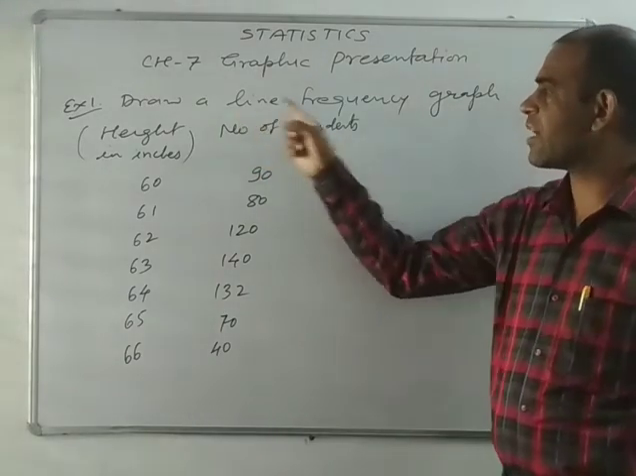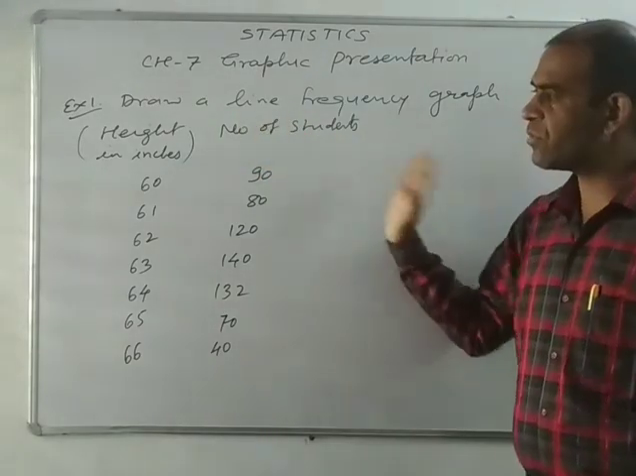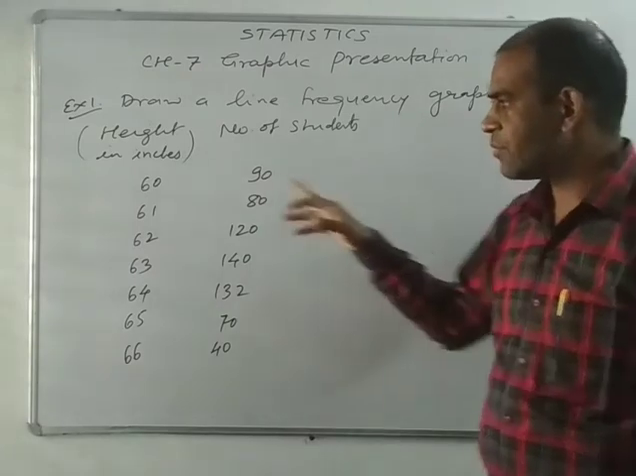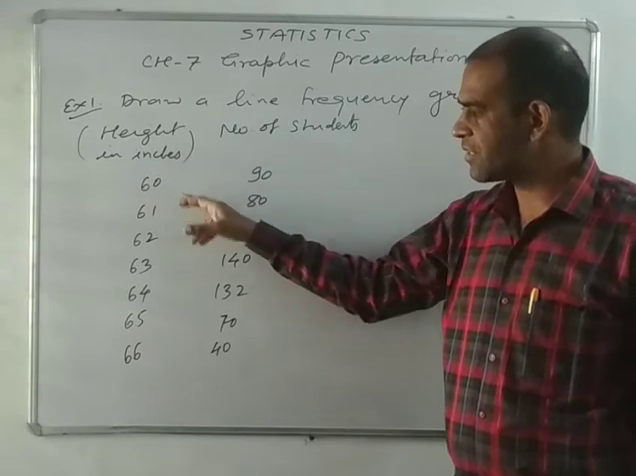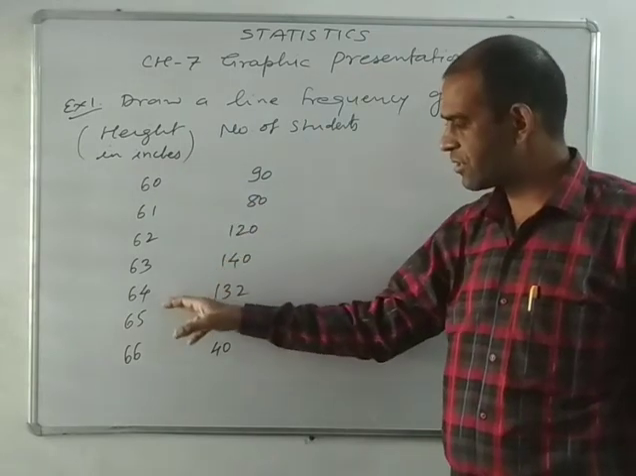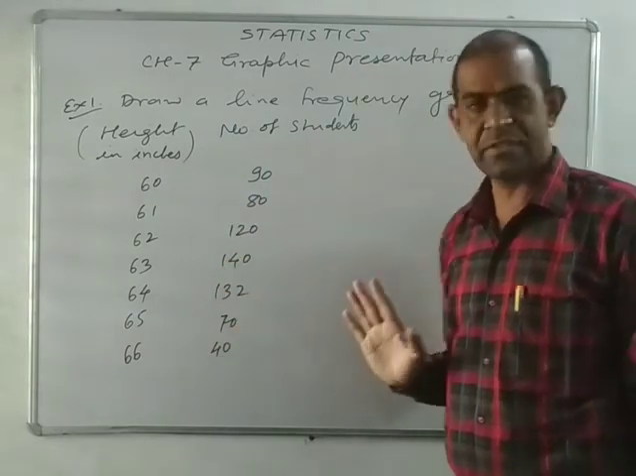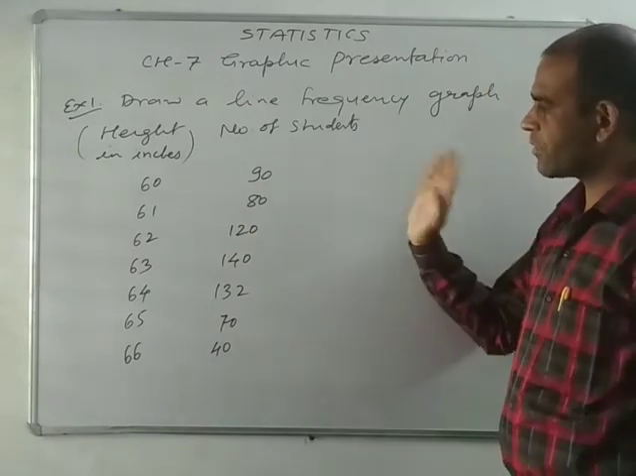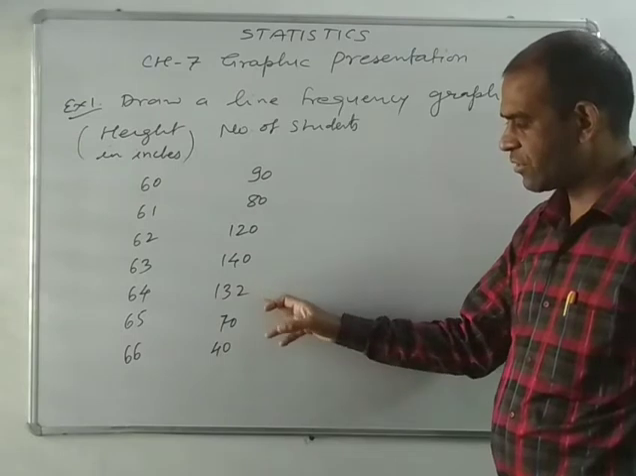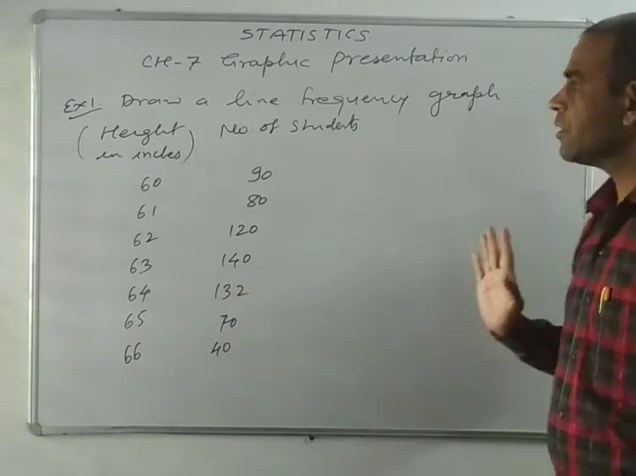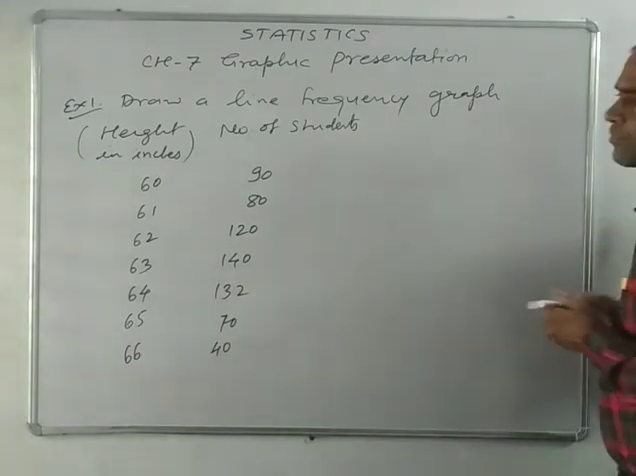First example is draw a line frequency graph of the following data. Here the height in inches are given: 60, 61, 62, 63, 64, 65 and 66. And according to their frequency, number of students: 90, 80, 120, 140, 132, 70 and 40. And draw the line graph.